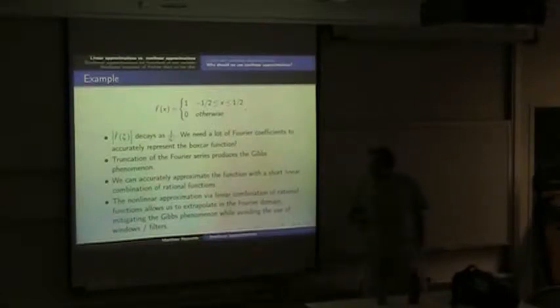And it's natural to want to say, okay, let's just choose someplace and cut it off. Well, the truncation does produce the Gibbs phenomena, which I just explained to Ariel.